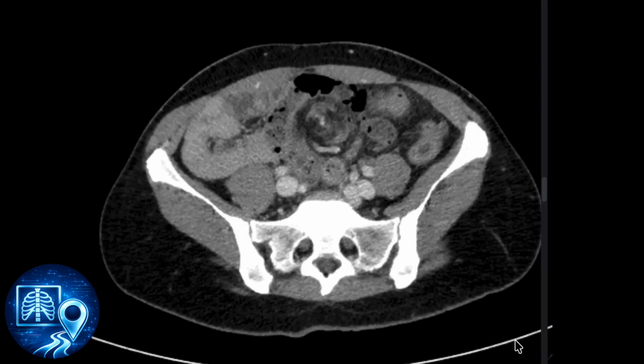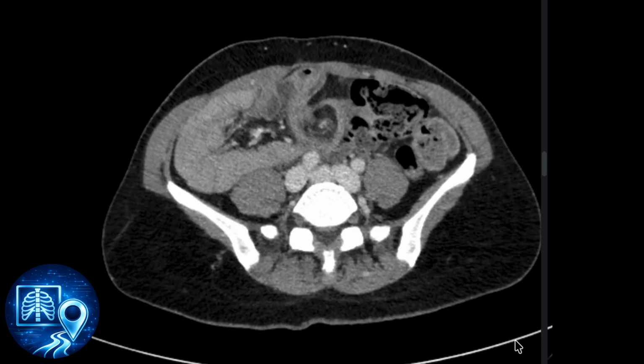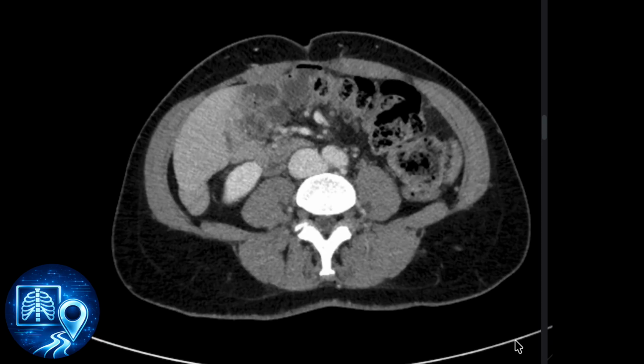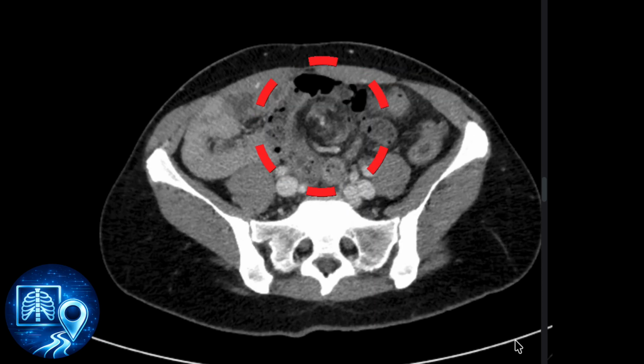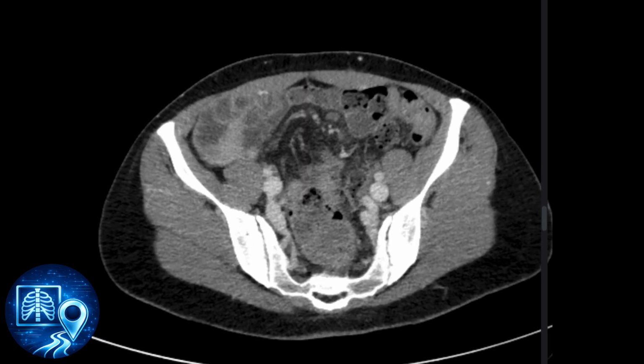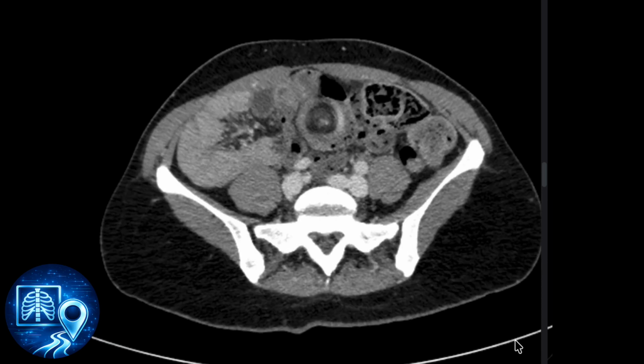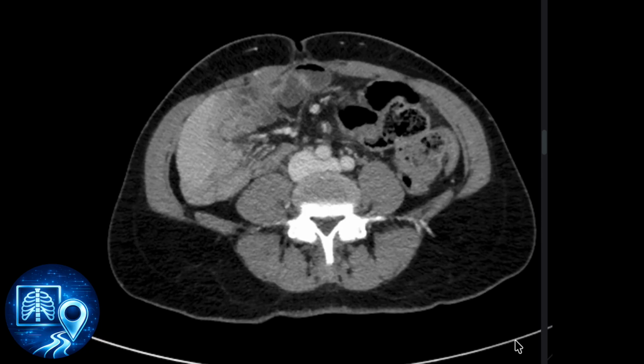Next, the Whirl sign. On CT, the mesentery and vessels appear twisted around the superior mesenteric artery. This is the Whirl sign. It indicates volvulus or malrotation with twisting of the bowel. This can lead to ischemia and requires urgent intervention.